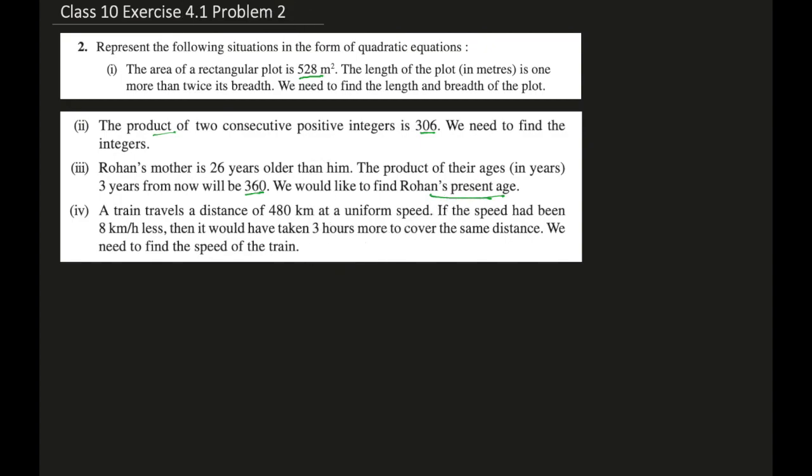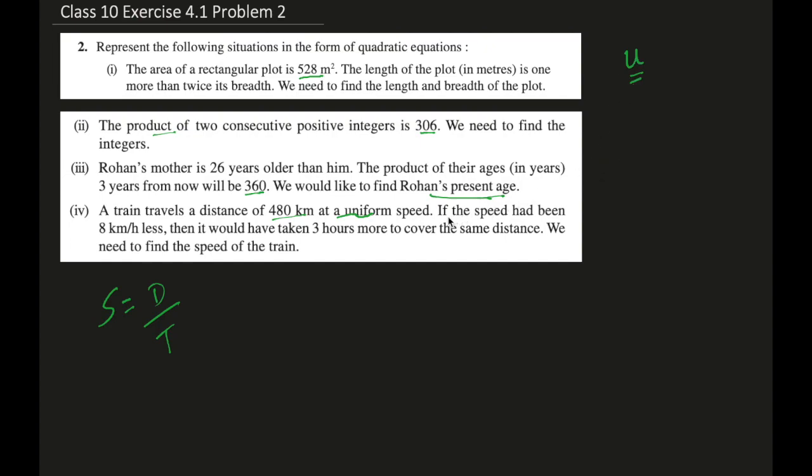Our last question is: a train travels a distance of 480 km at a uniform speed. If the speed had been 8 km per hour less, then it would have taken 3 hours more to cover the same distance. We need to find the speed of the train. Now we should know the formula for speed. Speed equals distance upon time. So let the speed be u.